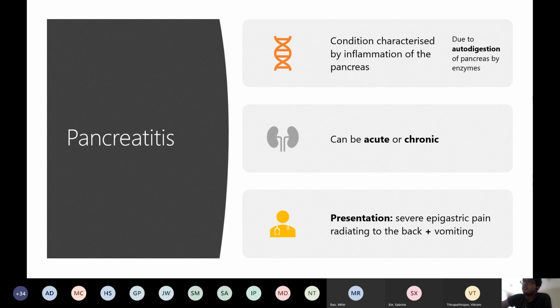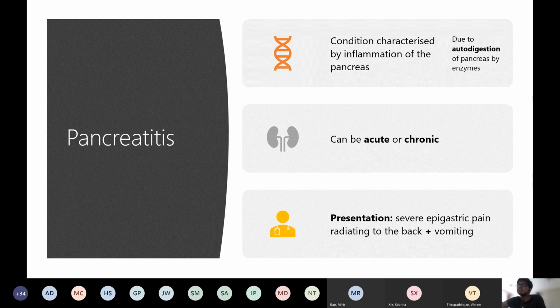So for those of you that haven't done Mod B, pancreatitis is a condition characterized by inflammation of the pancreas, but it's not mediated by inflammatory factors most of the time. It tends to be due to autodigestion of the pancreas by the enzymes. So when you block off the pancreatic duct, the enzymes cannot get out into your duodenum, which means they just stay there and they break down your pancreas instead. This is a really, really painful, terrible condition. And there's both acute and chronic variants.